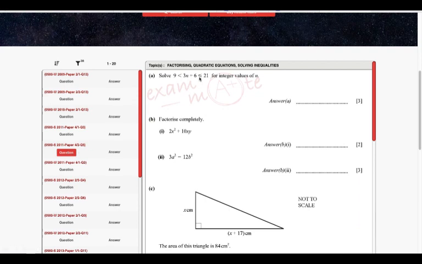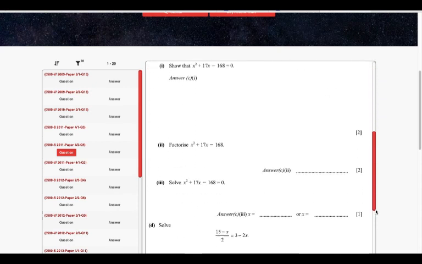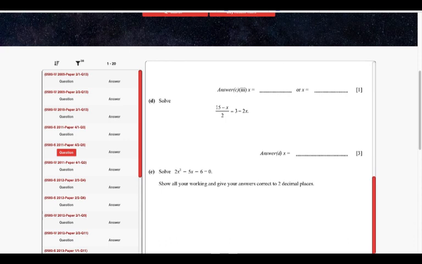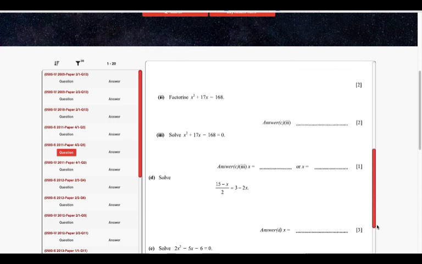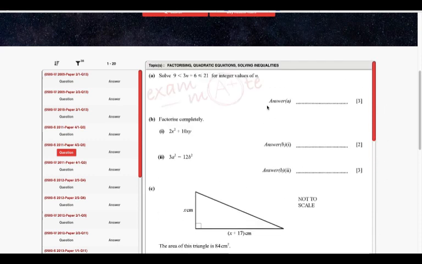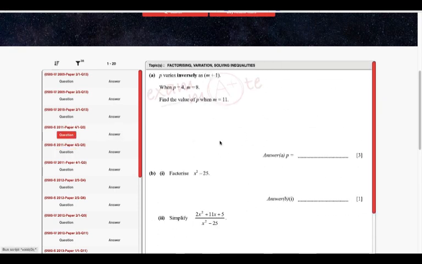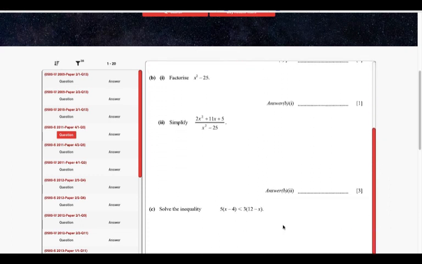Okay, we have inequality here. Because these questions are from IGCSE paper. They just take the questions from IGCSE paper. So we treat only the inequality questions here because we are after inequality questions. If we scroll down, we'll see an inequality question. Okay, there is. Because they just copy and paste the whole question and put it as a page. Okay, so let's solve the inequality.